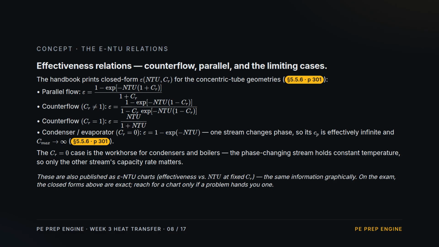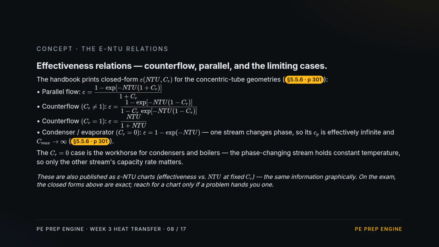Parallel flow. Epsilon equals 1 minus the exponential of minus NTU times 1 plus CR, over 1 plus CR. Counterflow with CR not 1. Epsilon is 1 minus the exponential of minus NTU times 1 minus CR, over 1 minus CR times that same exponential. When CR equals 1, counterflow collapses to epsilon equals NTU over 1 plus NTU.